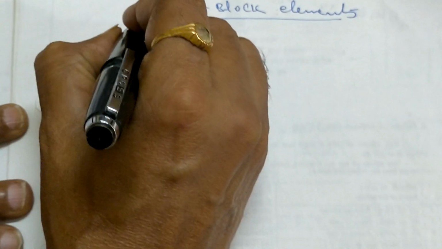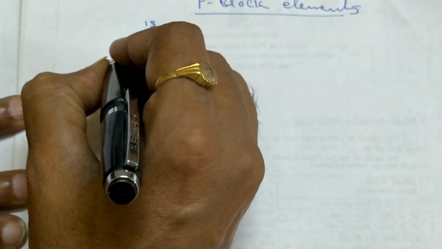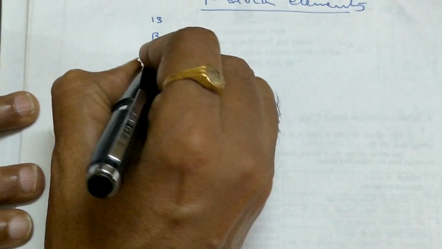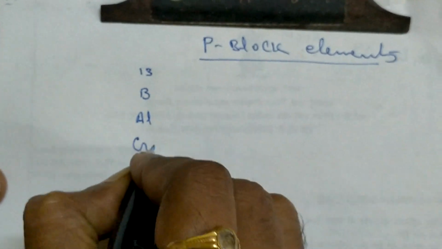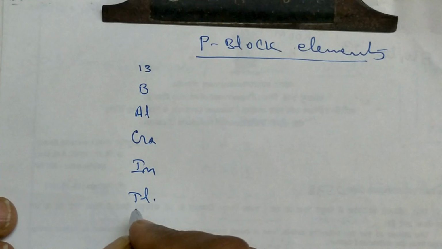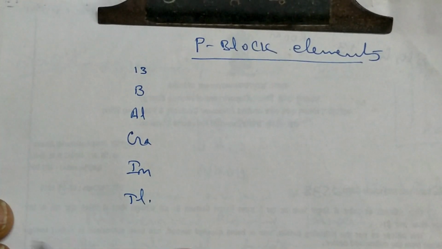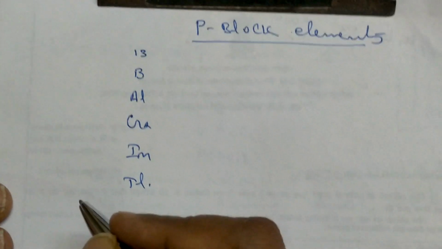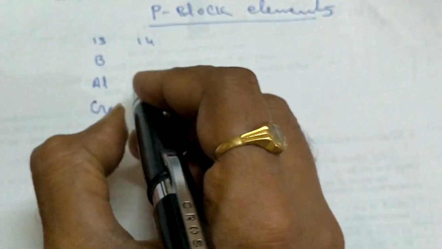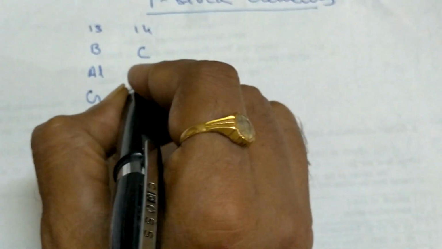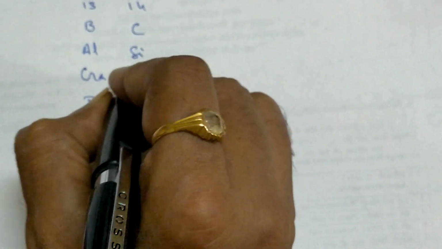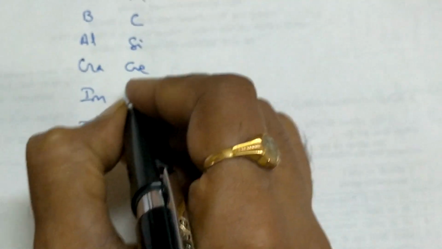Now first, group 13, what are the elements? Group 13 elements are boron, aluminum, gallium, indium, and thallium, and here we will stop because the last one is normally the radioactive type. Then group 14 is carbon, silicon, germanium, tin, lead.